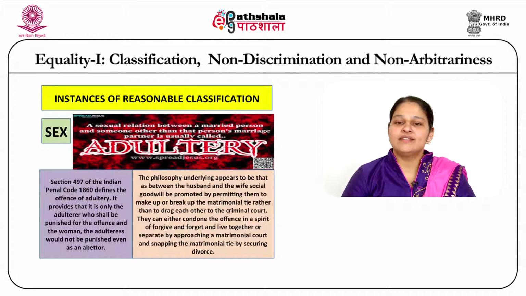The constitutional validity of this provision was challenged in the case of V. Revati versus Union of India. The philosophy underlying appears to be that as between the husband and the wife, social goodwill would be promoted by permitting them to make up or break up the matrimonial tie rather than to drag each other to the criminal court. They can either condone the offence in a spirit of forgive and forget and live together, or separate by approaching matrimonial court and snapping the matrimonial tie by securing divorce.